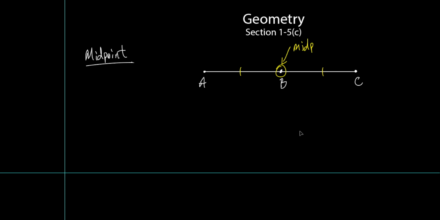What if, let's get rid of all this. What if they didn't tell you that AB and BC were equal to each other, but they told you that point B is the midpoint? What if they told you that? What else could you tell about this picture right here? John?